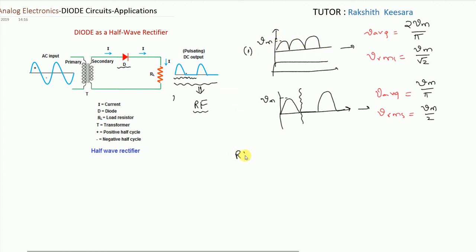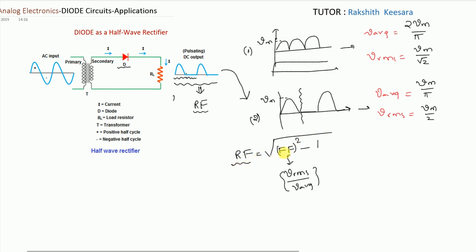What is the formula of ripple factor? Root over form factor square minus 1. And form factor is Vrms by V average. So now we are talking about the second waveform, because this is the waveform we got here, half wave rectified output. So we will find ripple factor for this waveform.